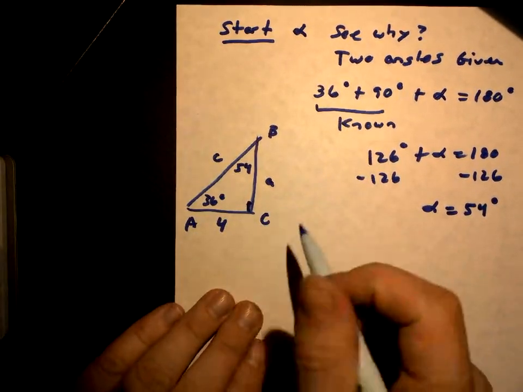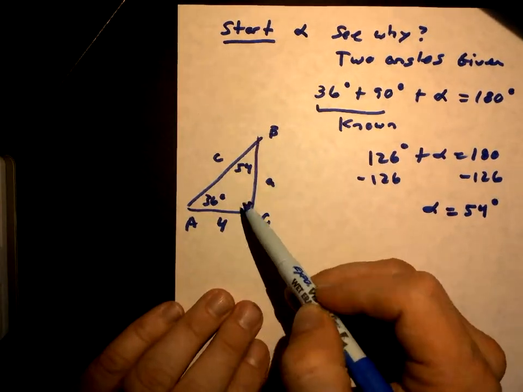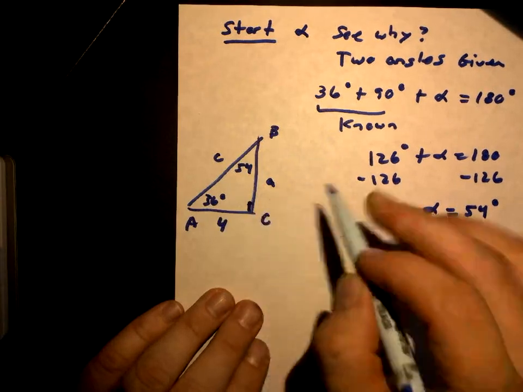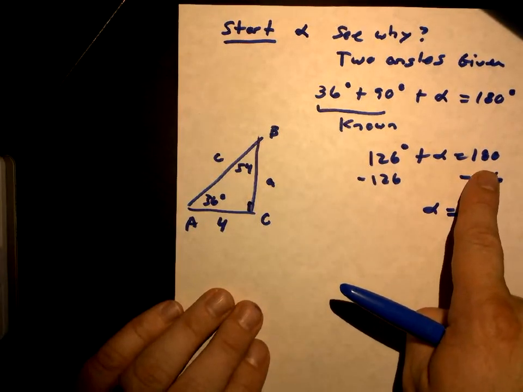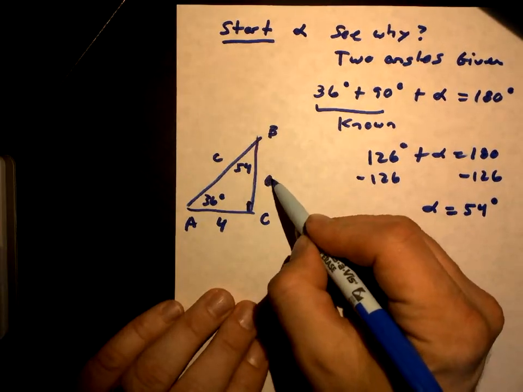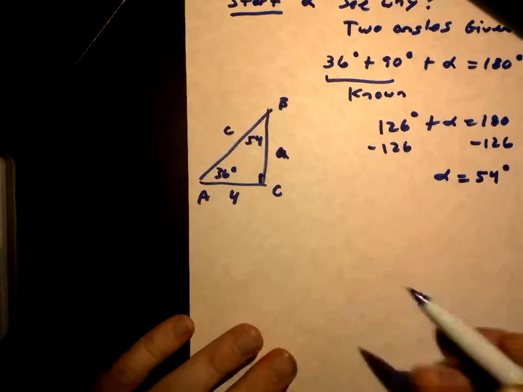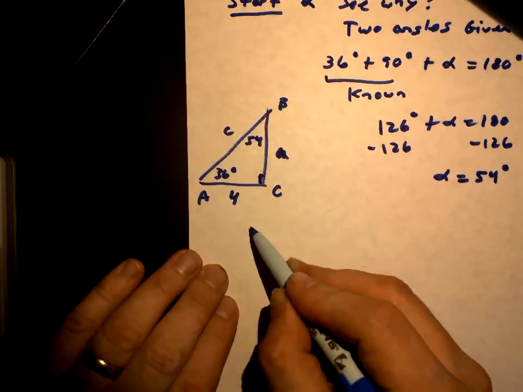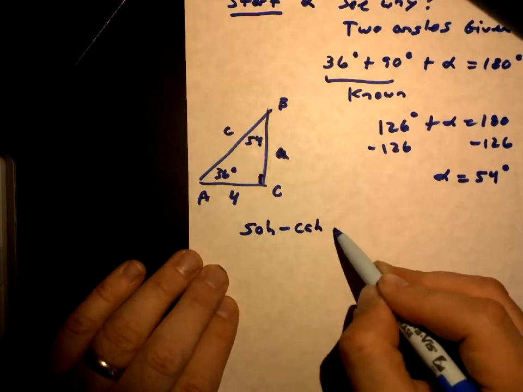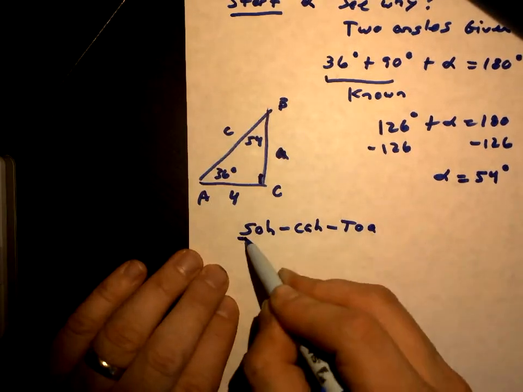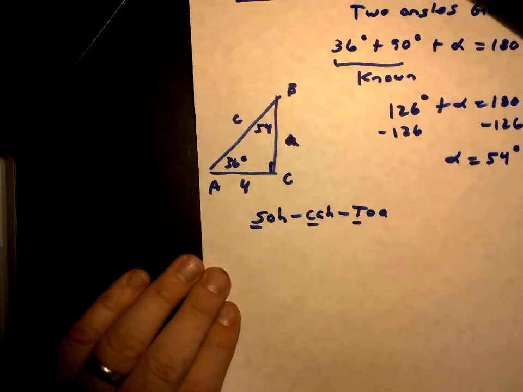So going from there, we have everything known in here. All right, we got 54, 36, 90. If you add all those together, you should get 180 degrees. Now, we need to find A and C. So how do you do this? Well, in trigonometry, you know soh-cah-toa. Okay, so let's go ahead and use some angles.